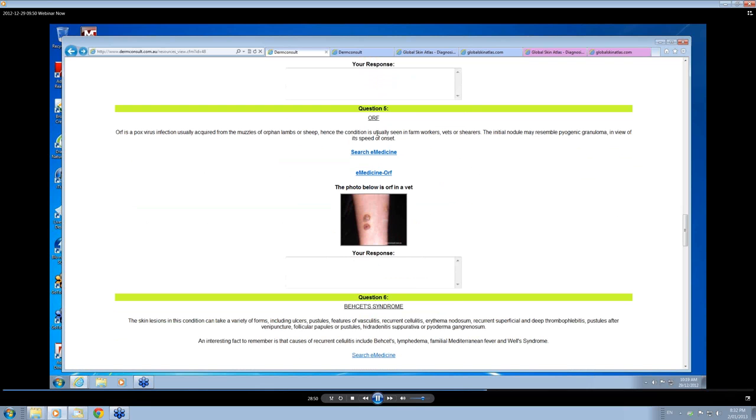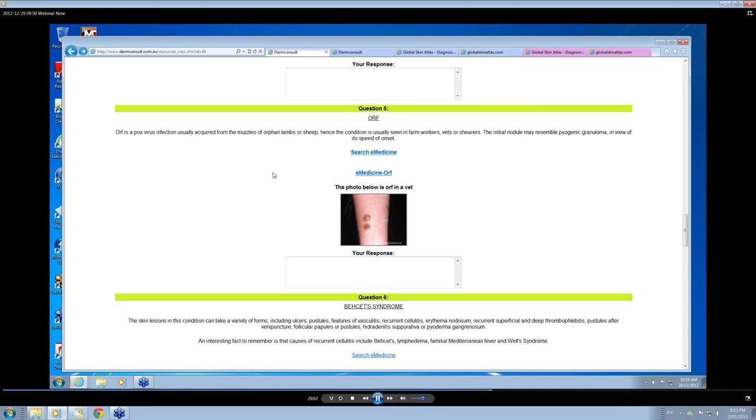What about ORF? Contagious pustular dermatosis. It's one of the parapox viruses. I'll say it's a pox virus. I think it's a parapox. And where do you get it? From the muzzles of orphan lambs or sheep.